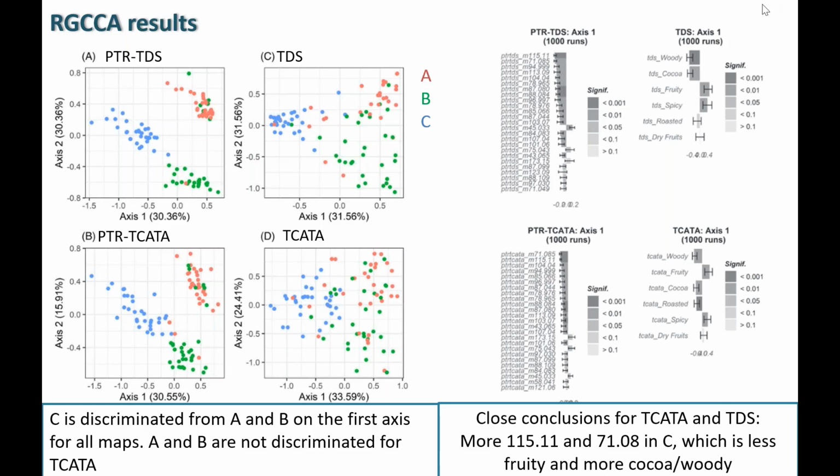Sorry, you don't see that. Okay, with my mouse here, you can see that all these molecules are likely to be correlated to C and to woody and cocoa, and not to fruity. So we have this conclusion for A and for these two graphs, and in fact we have the same conclusion looking at what happened in T-kata. You can see that these are the same molecules, with the same attributes that are shown here.